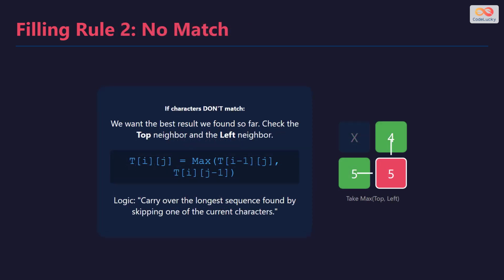If the characters do not match, we cannot extend the sequence with the current characters. So, we look at our neighbors, the value directly above and the value directly to the left. We take the larger of these two numbers. This logic simply carries forward the best sequence length we have found so far by skipping one of the current characters.